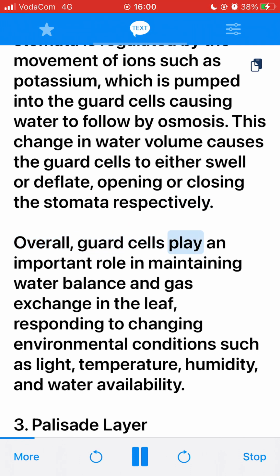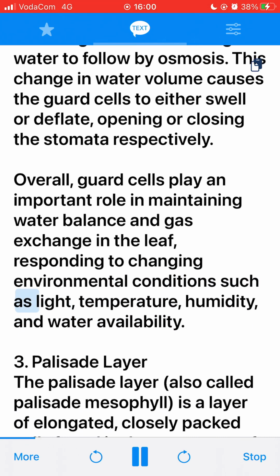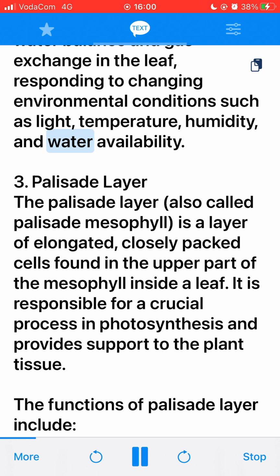Overall, guard cells play an important role in maintaining water balance and gas exchange in the leaf, responding to changing environmental conditions such as light, temperature, humidity, and water availability.